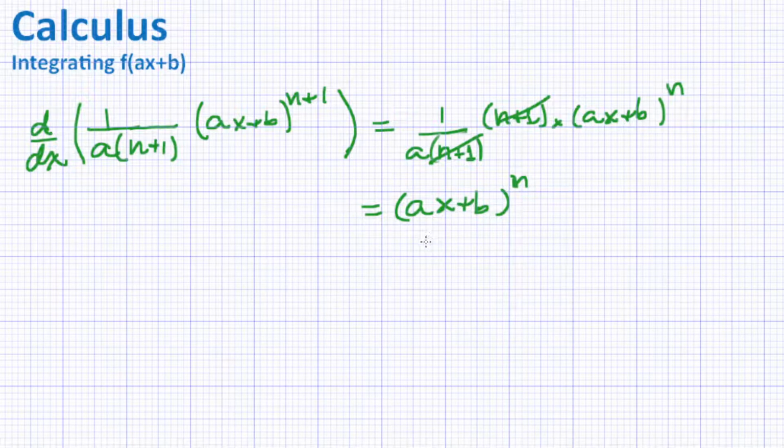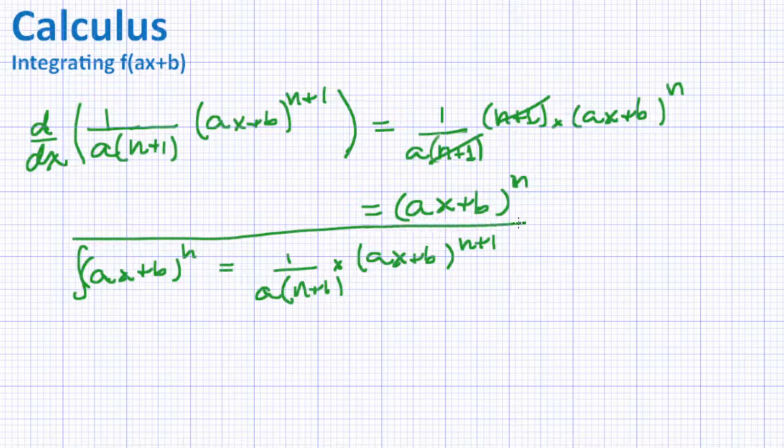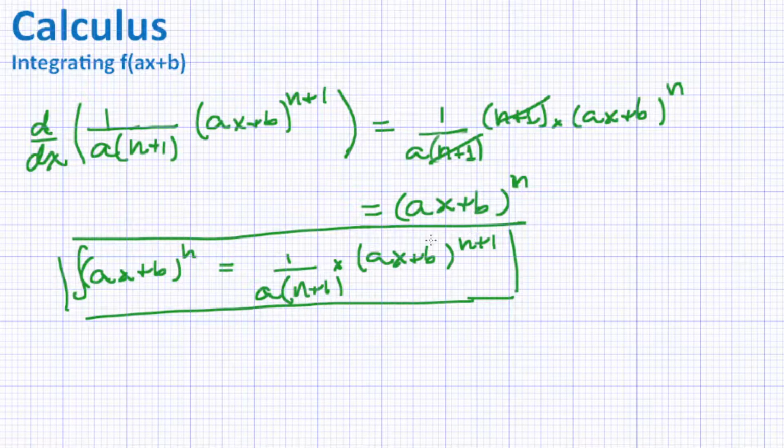So there we go, we've got another one of those composite functions integrated. So if we take the integral of (ax plus b) to the power of n, we should then get 1 over a times n plus 1 times (ax plus b) to the power of n plus 1. That's another easy rule for us to apply and remember. Notice that even if you forget, you can still do all the working out.